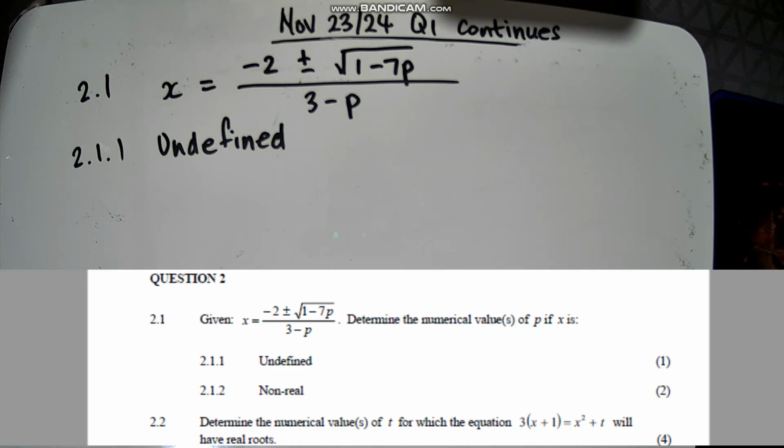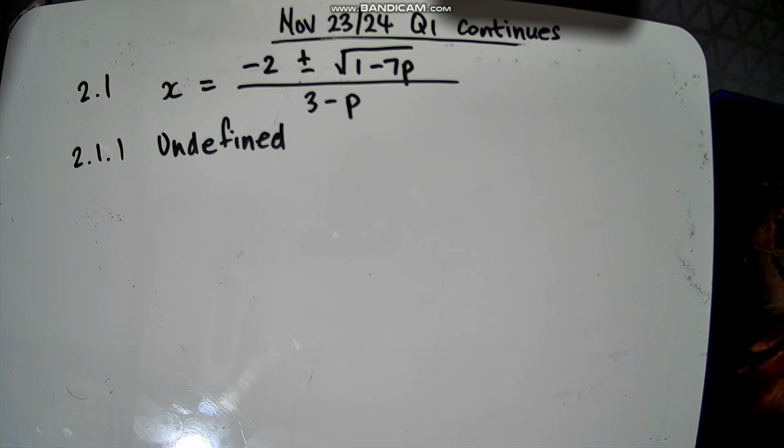So for us to get an answer of 0 in the denominator, what can we do? Let the denominator equal to 0. So letting the whole denominator equal to 0, let's solve for P. So move P to the other side. So if P is exactly 3, 3 minus 3 is 0. You see it? 3 minus 3 is 0. Anything divided by 0 is undefined. 1 mark for that.